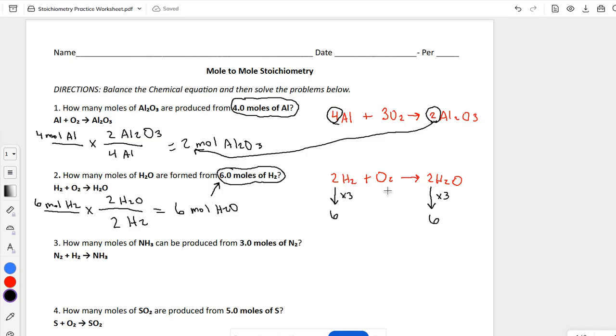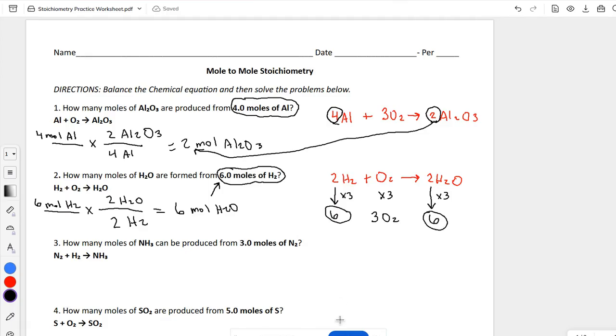Now, if I ask you, hey, how many moles of oxygen gas would be required to make that 6 moles of water? Well, that's the same thing. Remember, there's really a 1 here. Even though there's not a 1, there's really a 1. You'd have to multiply that 1 by the same number, times 3. It would take 3 moles of O2. All right, so your 6 moles is going to create 6 moles of H2O.